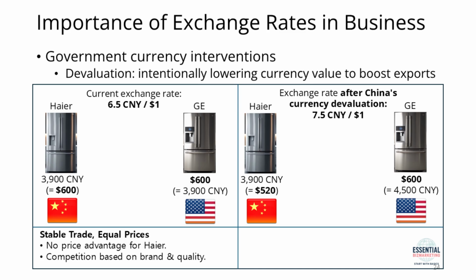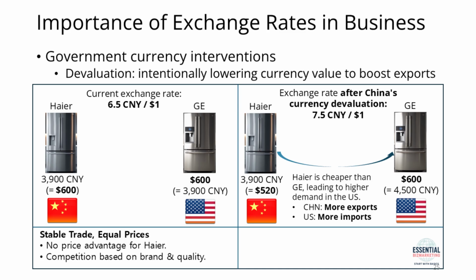Haier's products still cost 3,900 CNY, but now equals just 520 US dollars, cheaper for US buyers. Meanwhile, GE's $600 product now costs 4,500 CNY, more expensive for Chinese buyers. Now price differences start driving trade shifts. With Haier now cheaper than GE, US demand for Haier rises. This leads to more Chinese exports and more US imports.